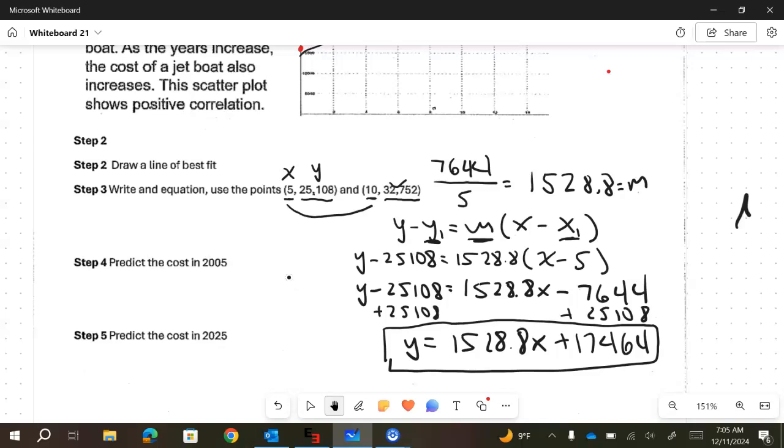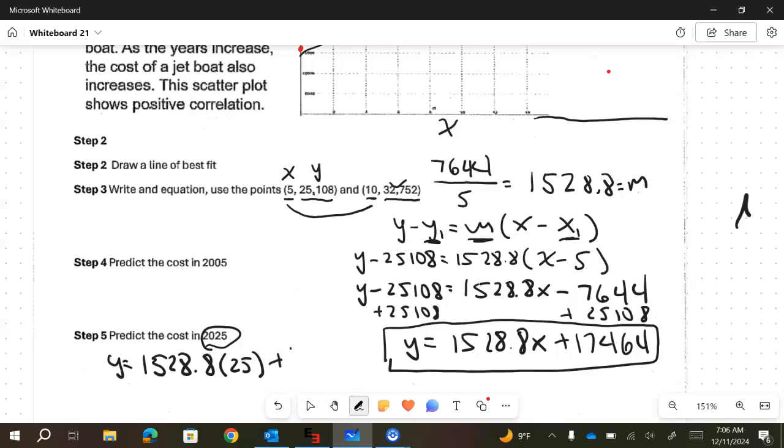Now what they would like me to do here is, can I use my equation to predict what a jet boat is going to cost me in the year 2025? Based off the data up there, if I want to buy a jet boat next year, how much is it going to cost me? Well, 2025, the year was our x value, right? This is where our years are. If my graph went all the way out to 2025, how far up would it go? Well, again, that's my x value. I'm going to take the equation that I just wrote, y equals 1,528.8x, but what am I going to put in for x? I'm going to put in 25 for the year 2025.